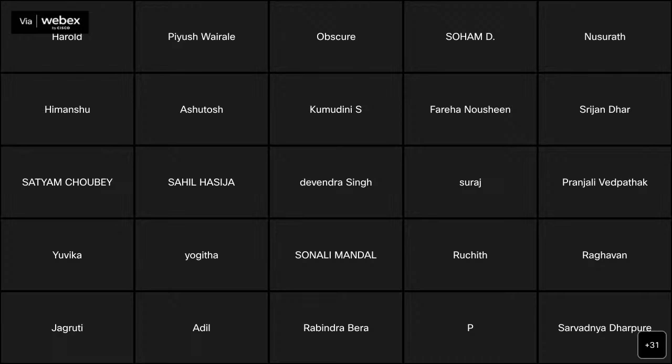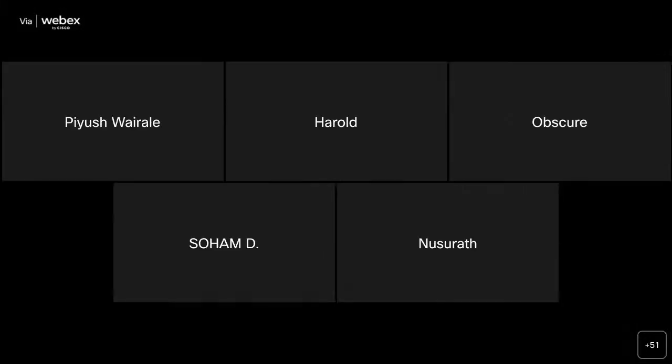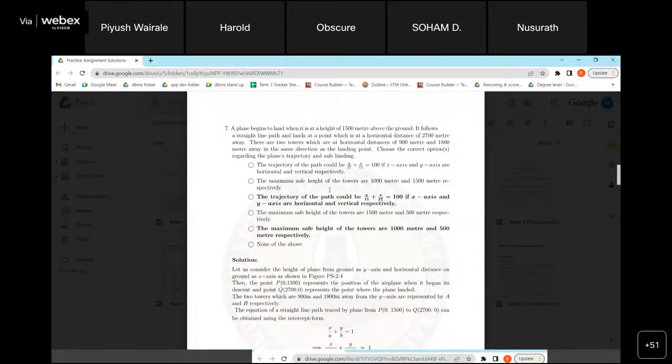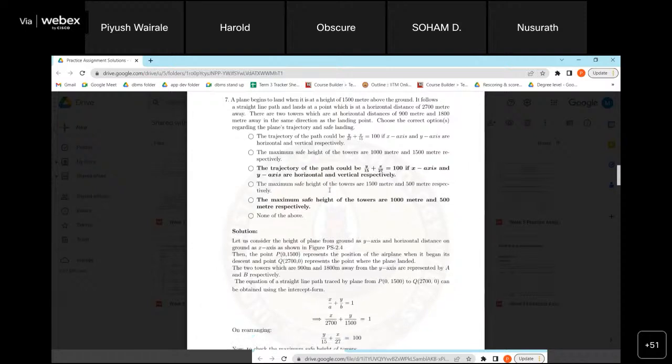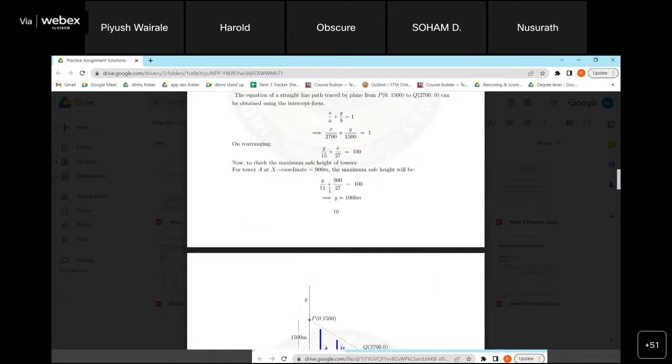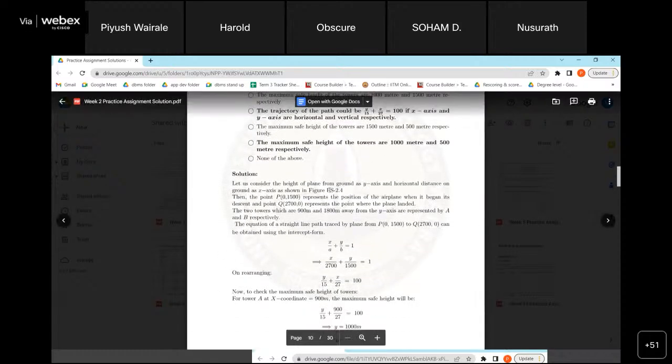Have you gone to the solution? Yes, this is question number 7, right? This is the triangles. So what is your doubt here in this question? Not able to get that answer exactly. How did we get that the maximum safe height of the tower is 100 and 500 meters?